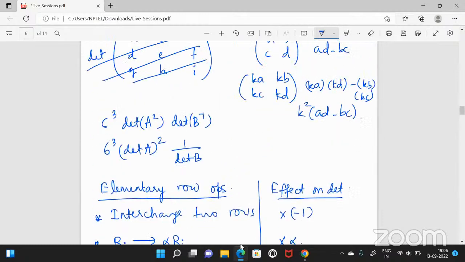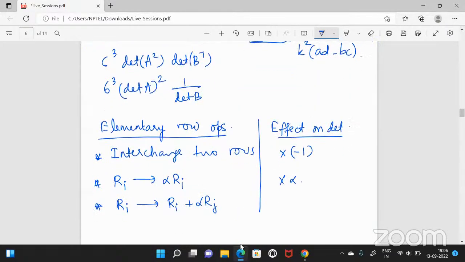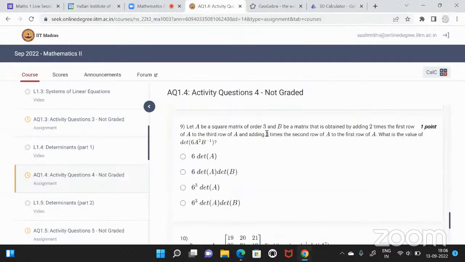That's why here the determinant gets multiplied by k squared, because from this row I can take a k out, and from this row I can take a k out. What happens when you do the third operation? No change in the determinant. And can you see that this is the operation that you're doing in the matrix A to get the matrix B?